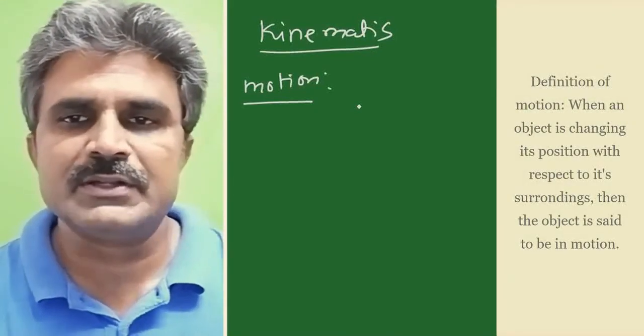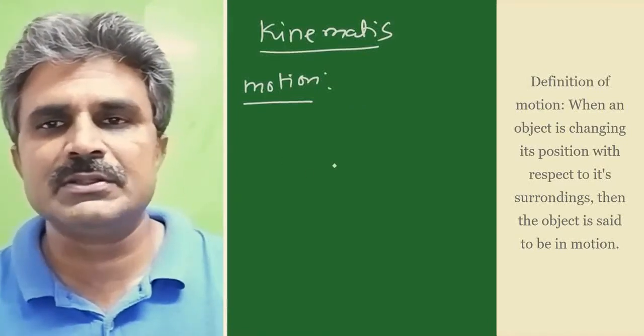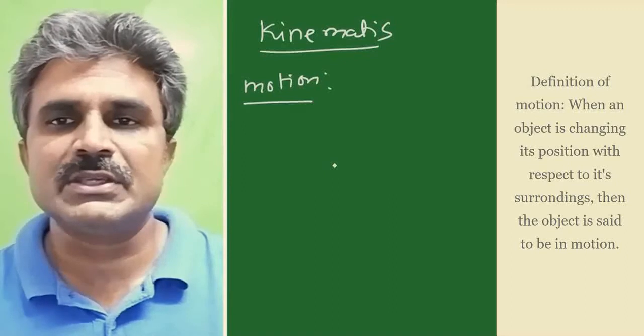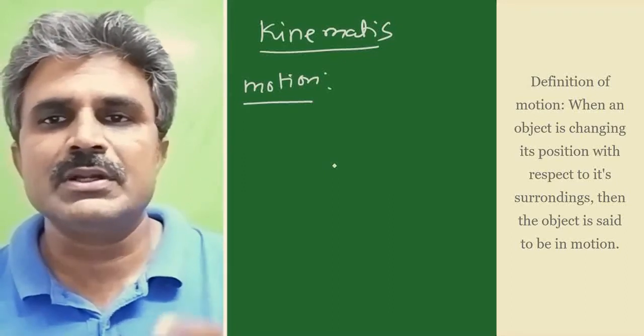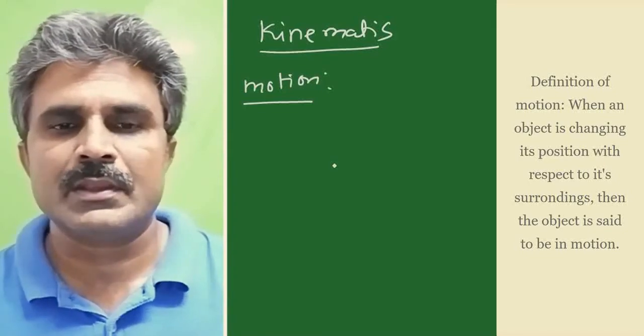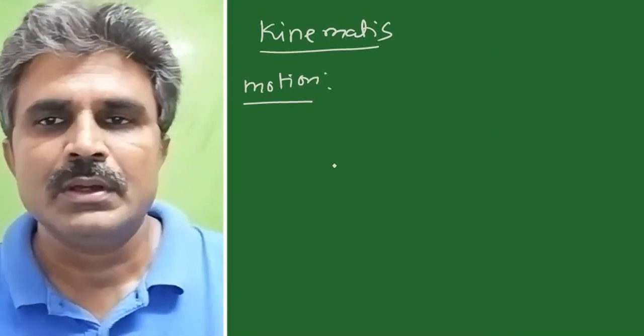So as a definition, on the screen you have the definition. What is motion? It is the change of the position of an object when compared to its surroundings. Right.